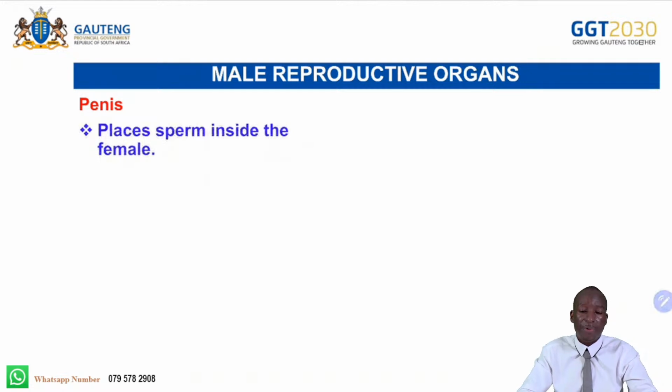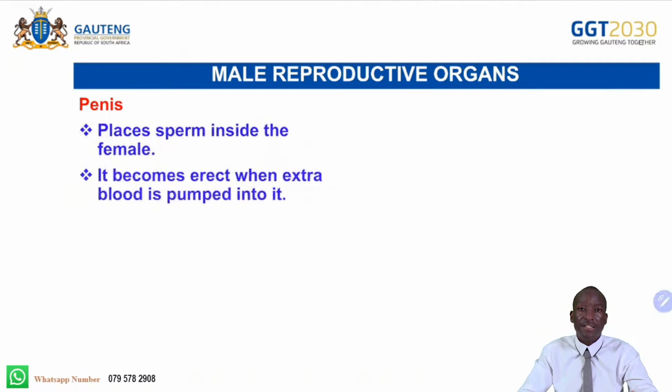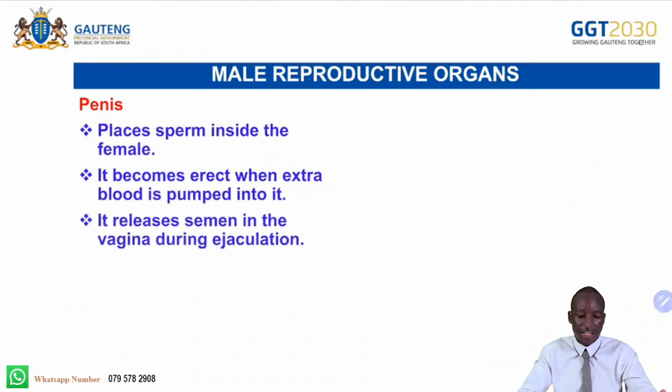The penis places sperm inside the female. It is the one which is used by males to pass over the sperm to the female. It becomes erect when extra blood is pumped into it. So for the penis to be able to pass over the sperm to the female, it is supposed to be erect. It then releases semen in the vagina during ejaculation.